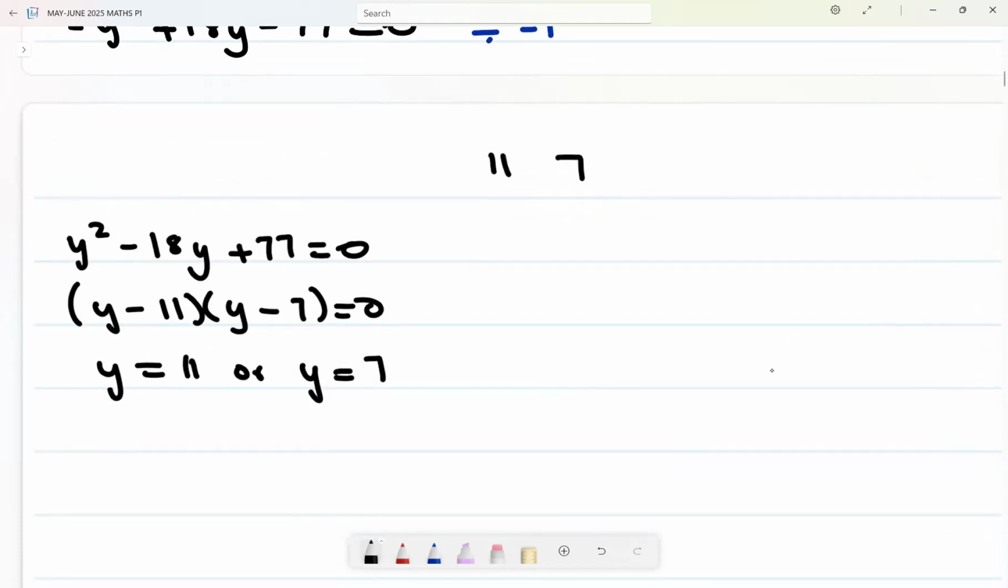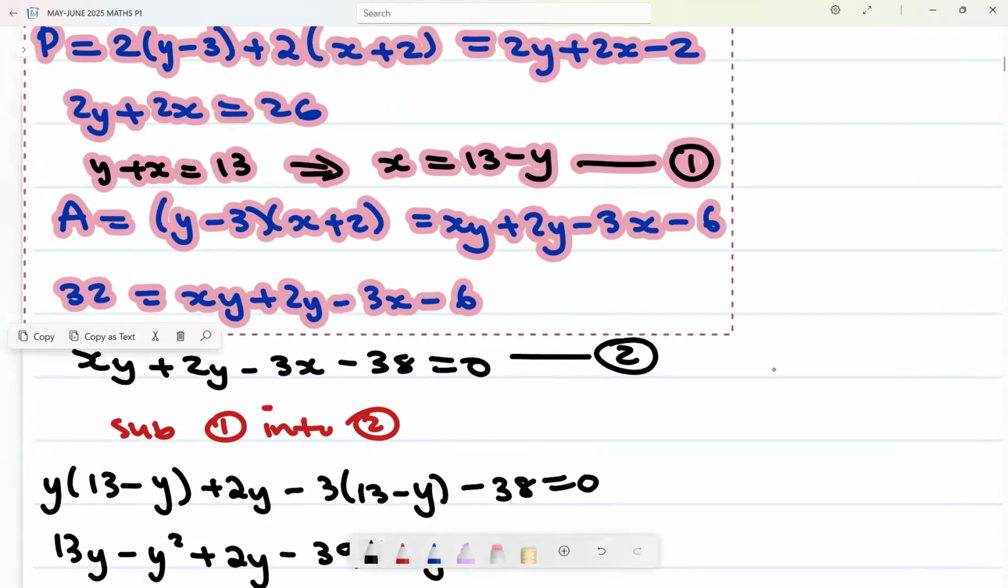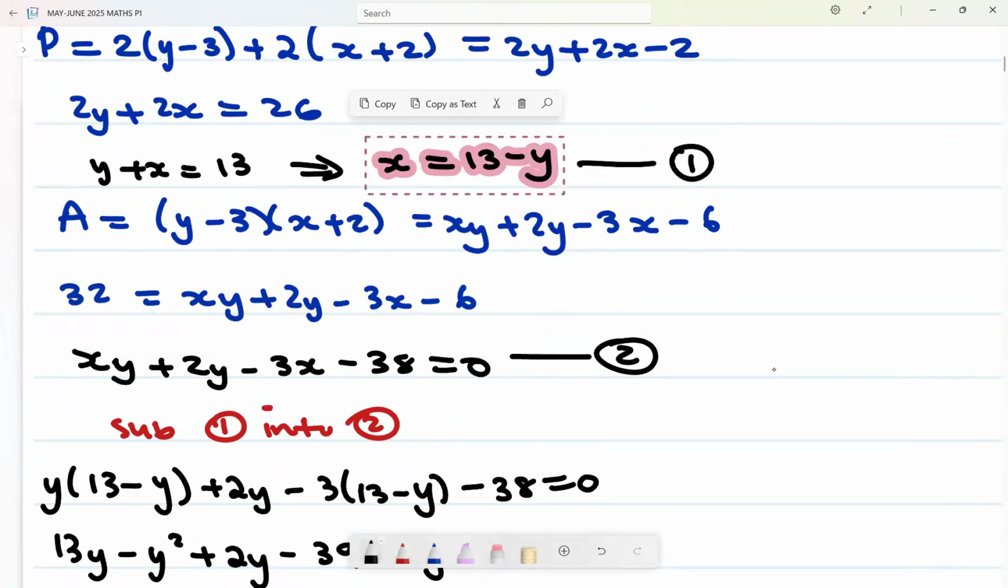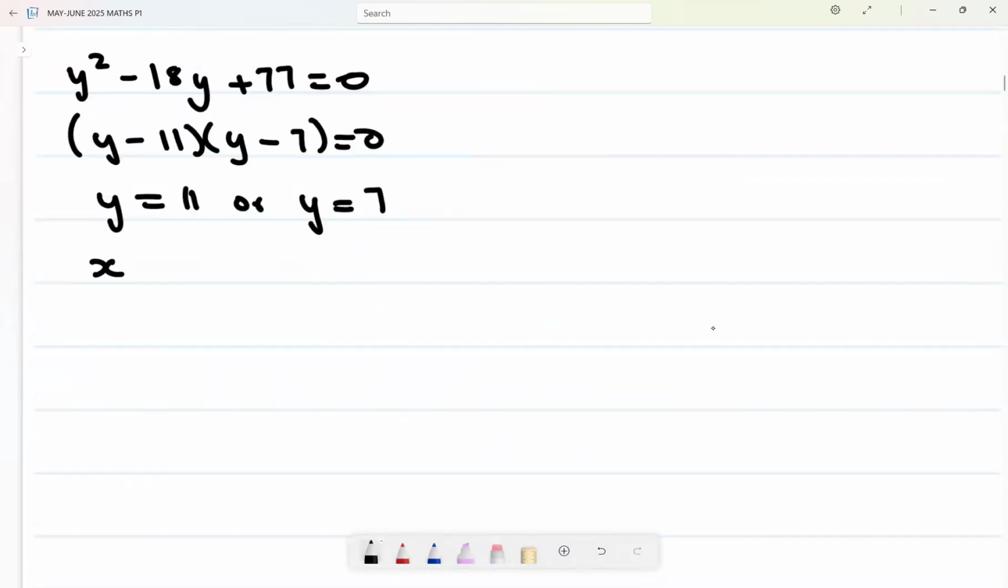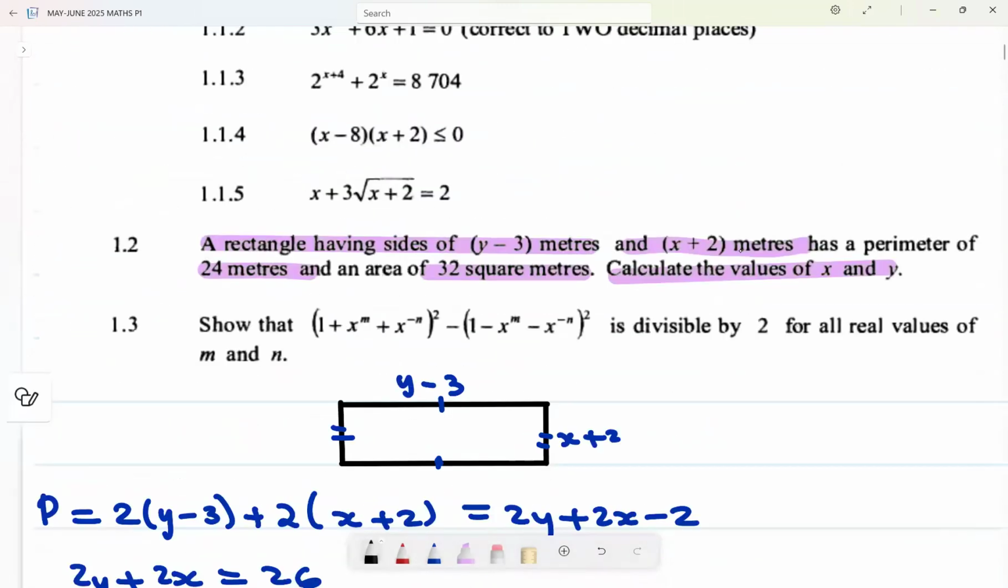And then how do I get x? I get x by substituting it here. Remember, I have the equation for x, so I can substitute there. So let's substitute 11. 13 minus 11, it is 2. Or x, it is equal to 13 minus 7, it is 6. So guys, here are the combinations of the values of x and y.